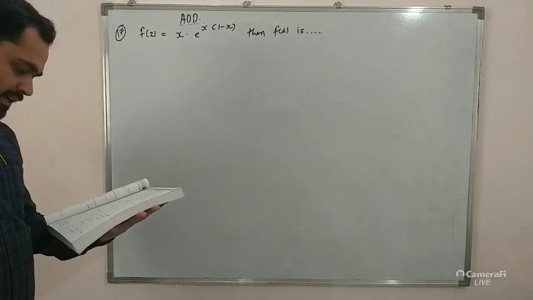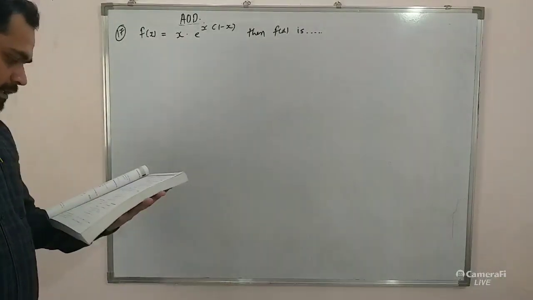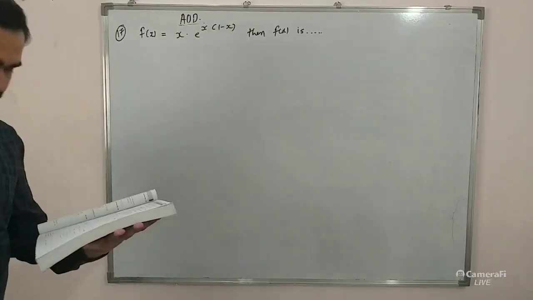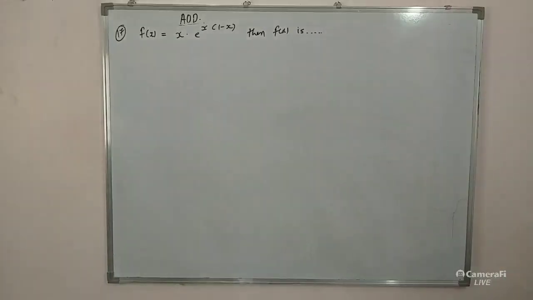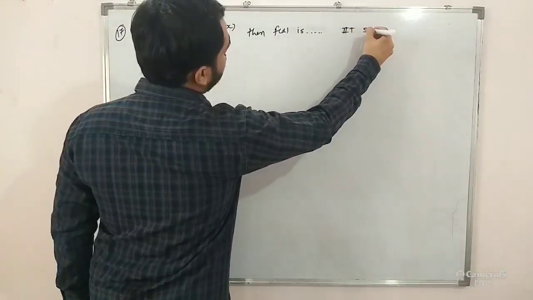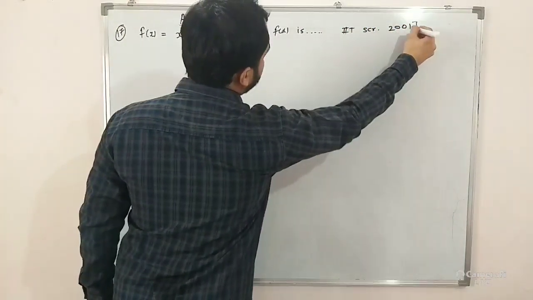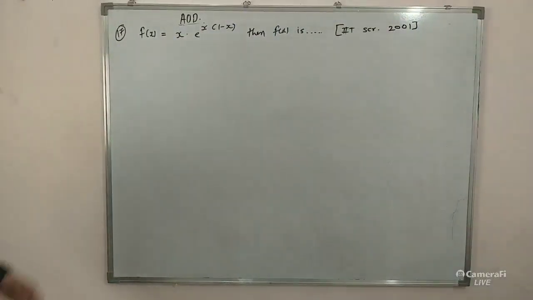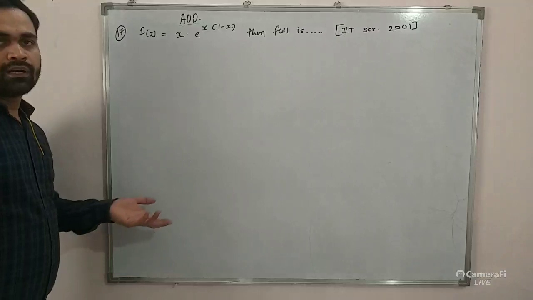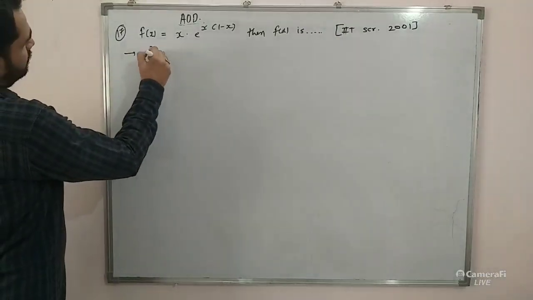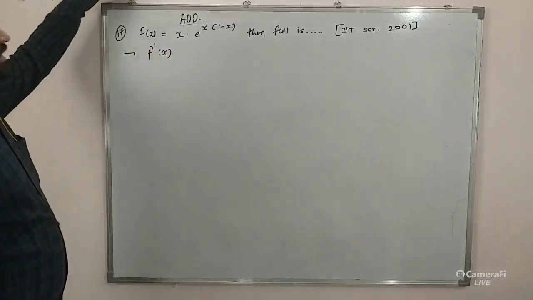increasing in minus 1 by 2 to 1, decreasing on R, increasing on R, or decreasing on minus 1 by 2. This is a question from IIT Screening 2001. And we want to decide in which interval the function is increasing or decreasing. There are 4 options given, but first we want to find the f dash of x.